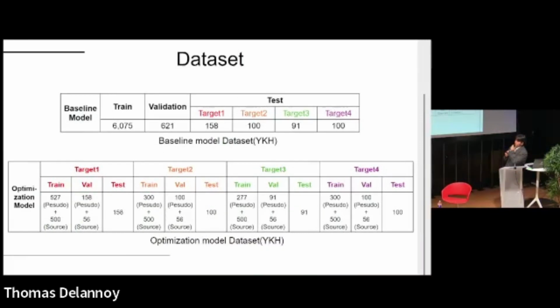This is the training data set. The baseline model training data set is the YKH data set. The YKH data set was generated in our lab. And then the optimization model training data is obtained from each test data set. Additionally, some data from the source domain is included.